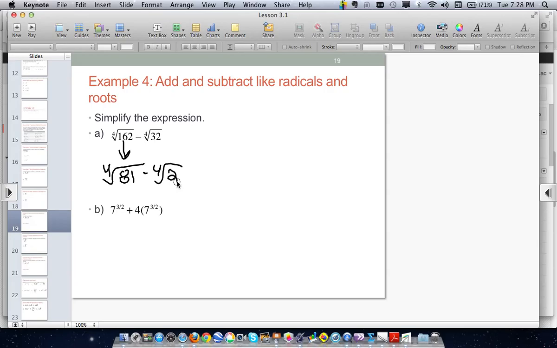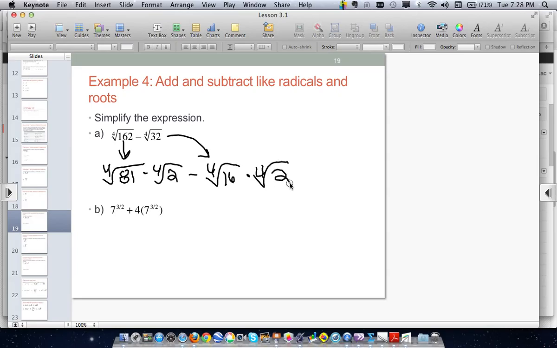So if I combine them, it equals 162. Separated, it's the fourth root of 81 times the fourth root of 2. And then I'm going to do the same thing to 32. Let's divide that by 2. So I get the fourth root of 16 times the fourth root of 2.